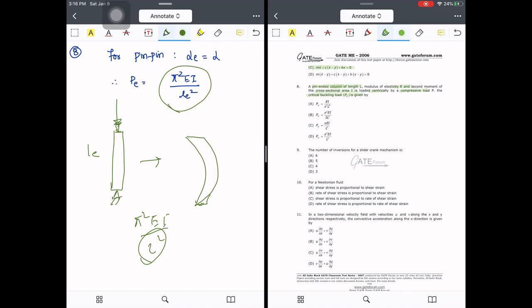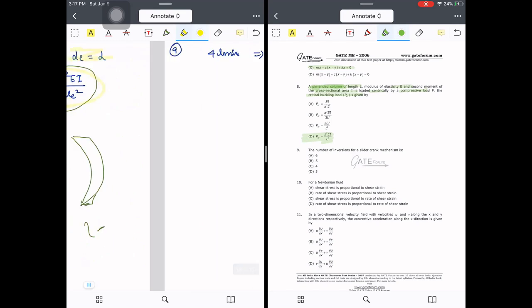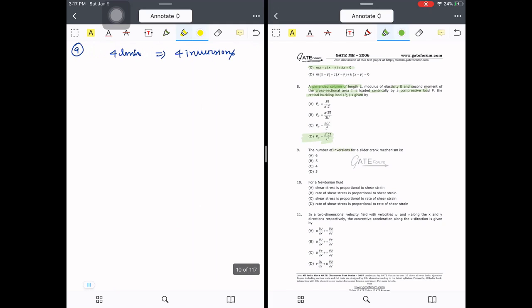When there is pin support, the effective length, so the formula for this is pi square EI by L square, and L is different for different loading conditions. When you take fixed-free, the L will become 2L. Here they have asked about a pin-ended column. So when you talk about a pin-ended column, our L becomes equal to L_E. Just replace L by L_E, and this is the answer, pi square EI by L_E square, or rather L square. So option D is the correct answer.